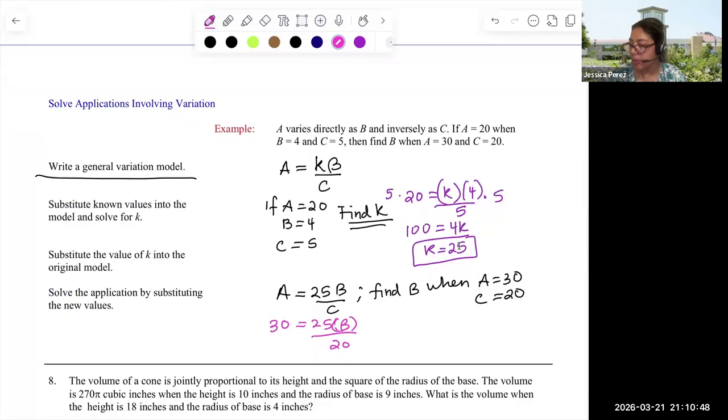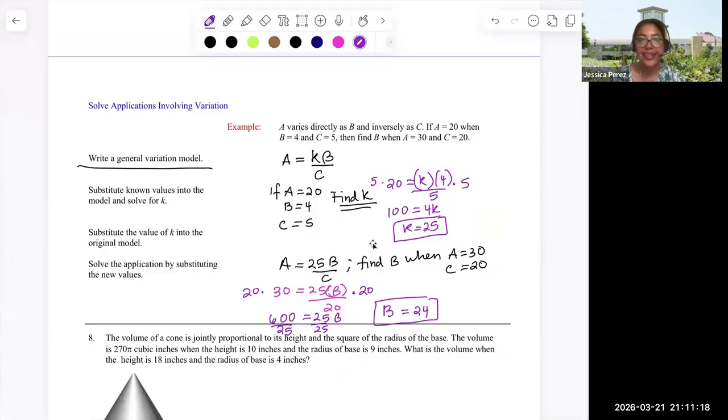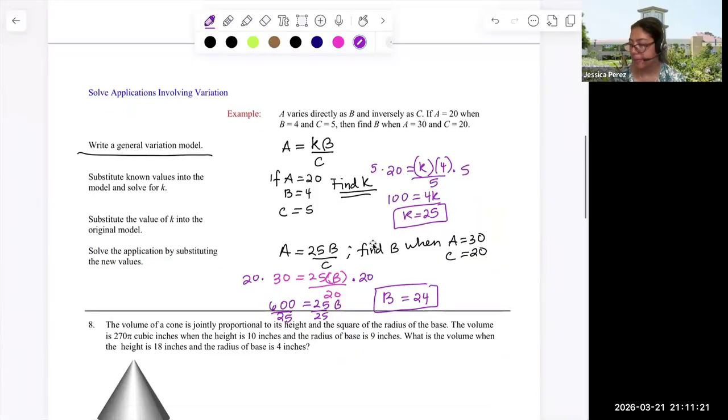So first we multiply both sides by our denominator 20. And then we get 600 is equal to 25B. Then we divide both sides by 25. So that gives me that B is equal to 24. So first I have to find K, and then I'm going to substitute K into the original formula to solve for what I'm looking for. And with that, we can start our last question.